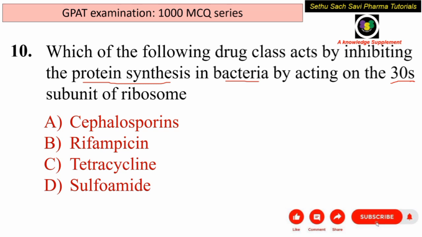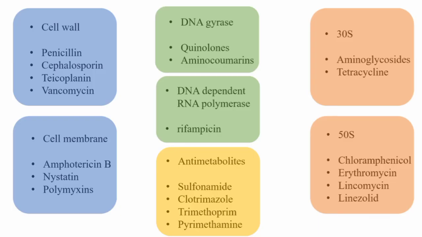So here, what we should know is each class of drug and which part it acts on. Cephalosporin is acting on which part? Cell wall. Now, rifampicin is acting on which part? Polymerase enzyme. Tetracycline, where is it active? Sulfonamide, where is it active? Each class we should know. Let's see that in detail. The main category is cell wall, the drugs that inhibit the cell wall. Examples include penicillin, cephalosporin, teicoplanin, and vancomycin. Right? The drugs that inhibit the cell membrane include amphotericin B, nystatin, polymyxins, etc. Okay, cell wall and cell membrane completed.